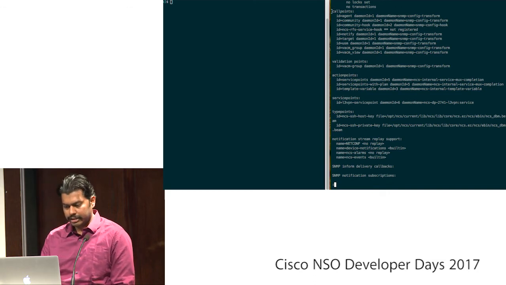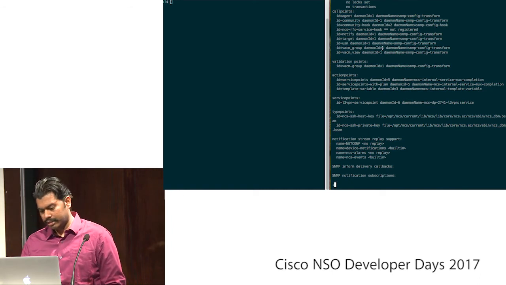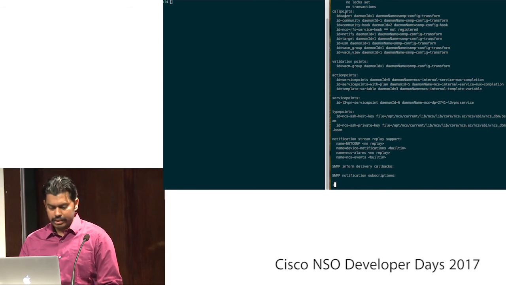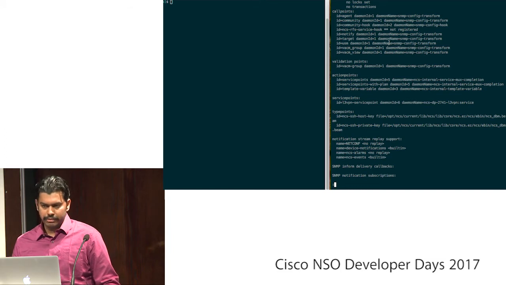Here you can have something like some ID and then the daemon name is unknown. That means that you have a call point or a validation point defined in a YANG model, but no client registered for that call point. You can also have it the other way around, where the ID is unknown, but with some daemon. That means that some daemon registered for a call point, but no YANG model is loaded where that call point is defined. So depending on what you see here, the problem might be different.